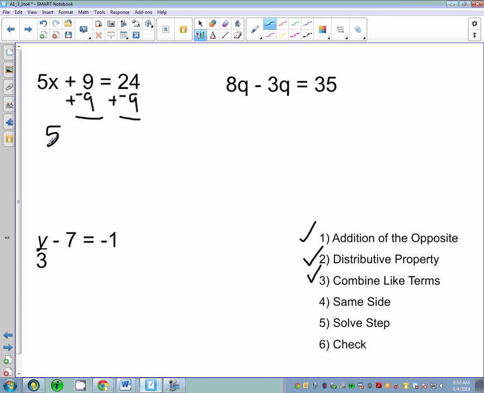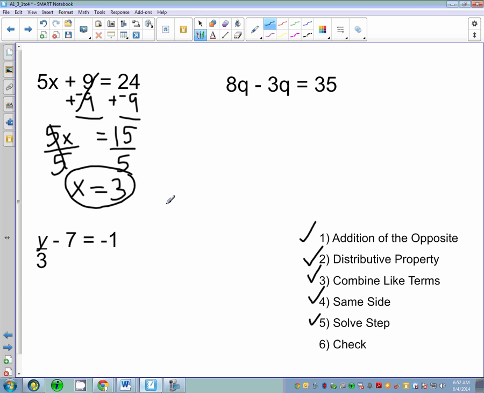So 5x, 9 plus a negative 9 equals 0, and 24 plus a negative 9 is 15. That takes care of the same side step. In the next step, I use multiplication and division. Here, I'm going to divide both sides by 5. That allows me to cancel the 5 and get x equals 3. That's the solve step, giving me a solution of x equals 3. If I was to check this, I would plug 3 back in for x. 5 times 3 is 15, plus 9 equals 24.